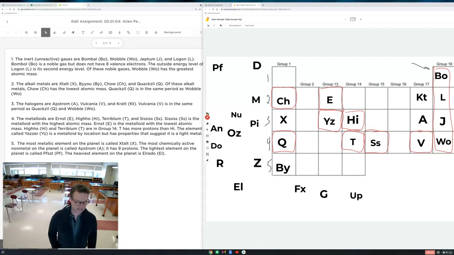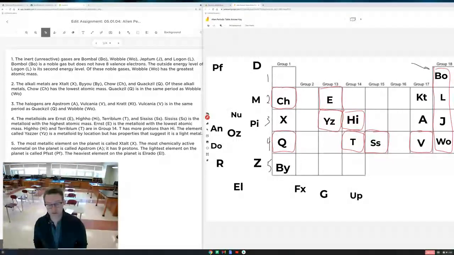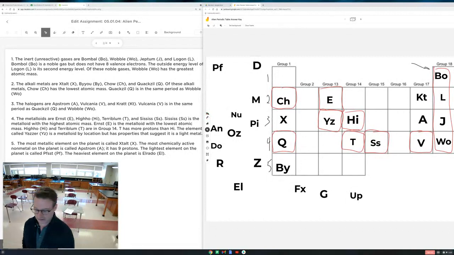The most metallic element on the planet is X. Okay, so the most metallic, if you look at the diagram and the trends, elements get more metallic to the left and they get more metallic to the bottom. So the most metallic element would be the one in the bottom left corner.